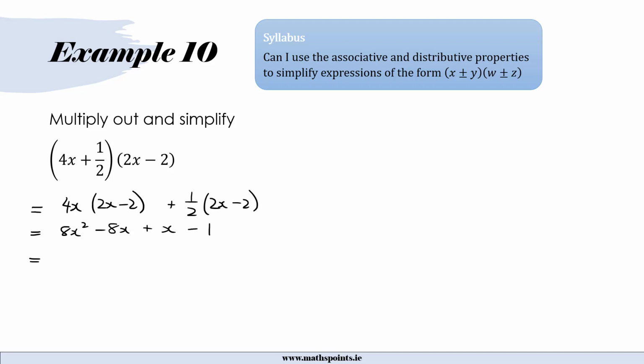And then tidying this up, the only terms that go together are minus 8x plus x, and they give us minus 7x. So 8x squared minus 7x plus 1. So just an example of where we might have a fraction.